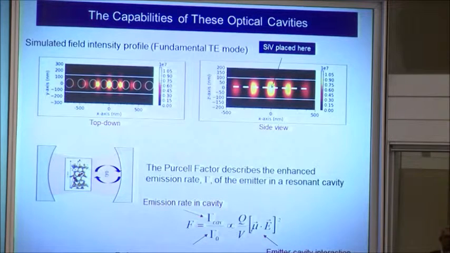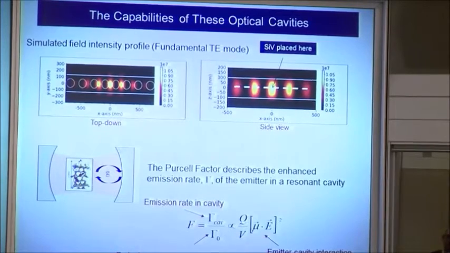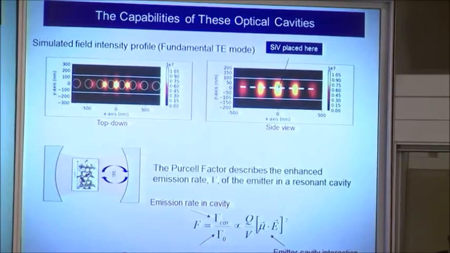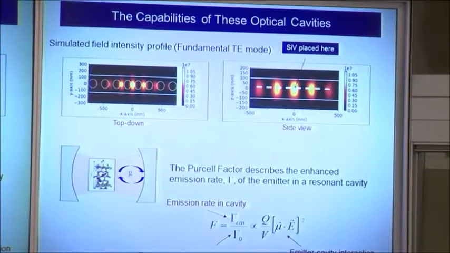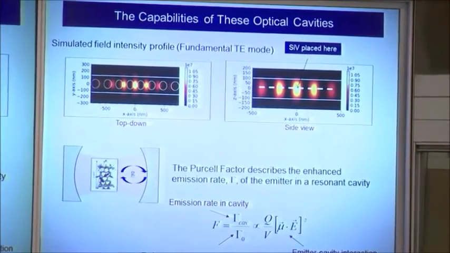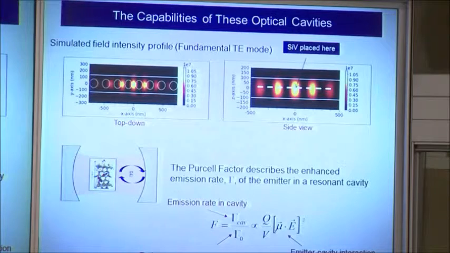And this Purcell factor, this enhancement of emission rate, depends on that Q over V, and it also depends on the spatial location of the emitter, where I place it in the cavity, because after all, if the emitter were out here, it wouldn't do me very much good. It wouldn't be a very effective way of having the emitter interact with the cavity.